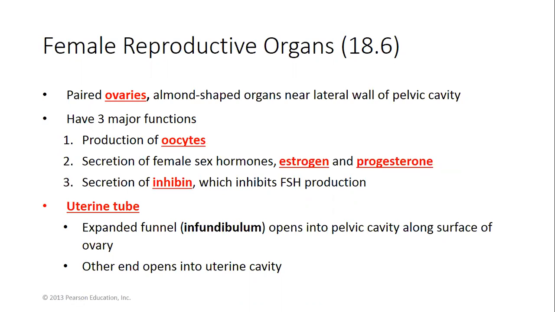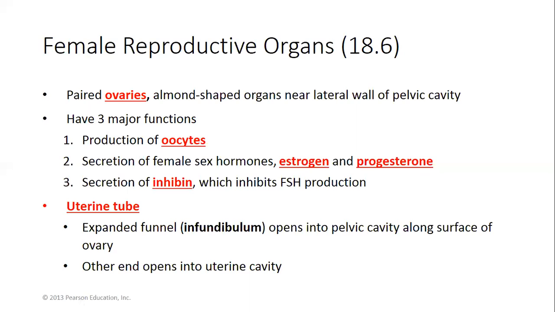So there's 2 ovaries. They have 3 major functions, similar to the male testis. It's production of oocytes, but also secretion of female sex hormones, estrogen and progesterone. And just like in males, inhibin is also secreted, which inhibits FSH, follicle stimulating hormone, from being produced from the pituitary gland. So a similar feedback mechanism in males that there is in females.